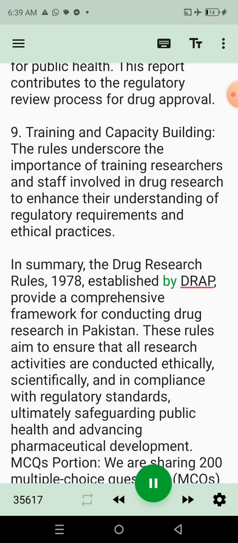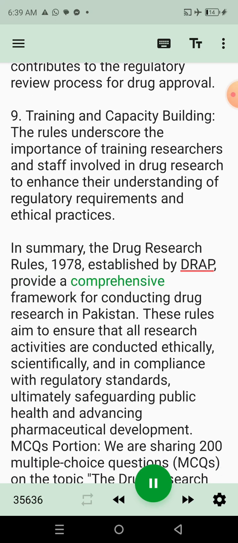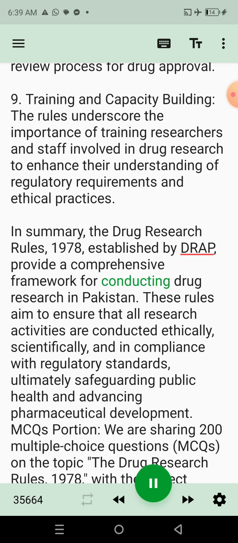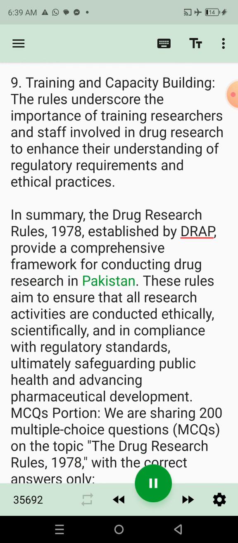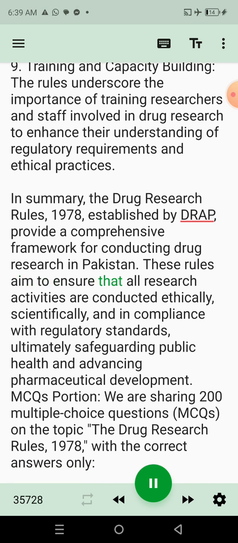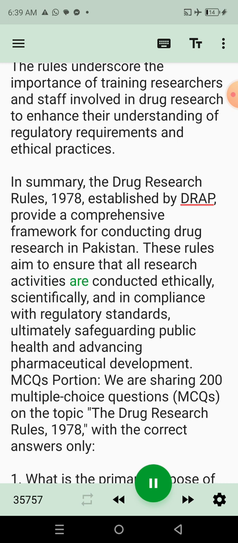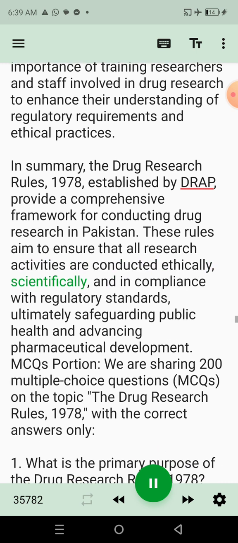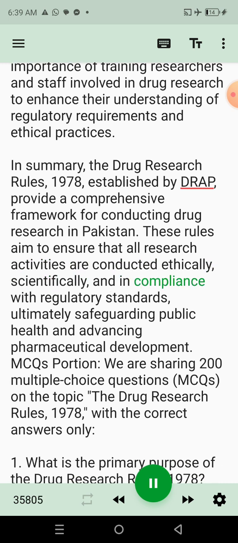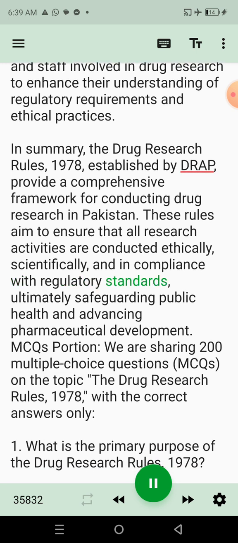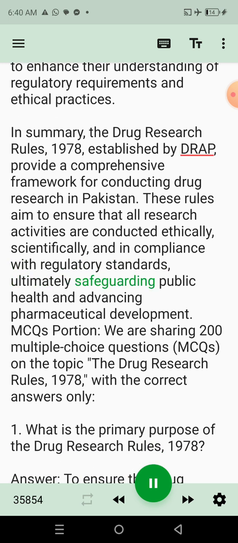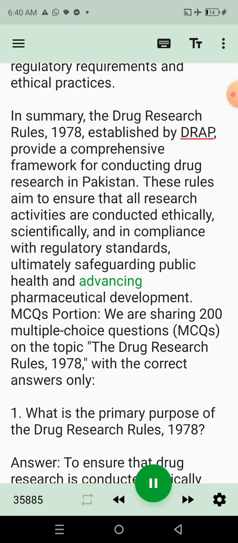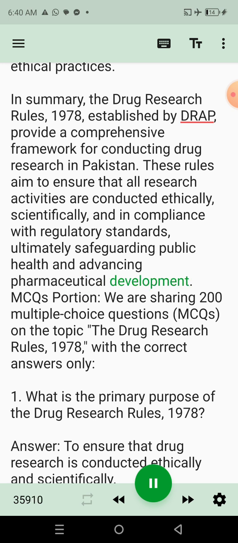In summary, the Drug Research Rules, 1978, established by DRAP, provide a comprehensive framework for conducting drug research in Pakistan. These rules aim to ensure that all research activities are conducted ethically, scientifically, and in compliance with regulatory standards, ultimately safeguarding public health and advancing pharmaceutical development.